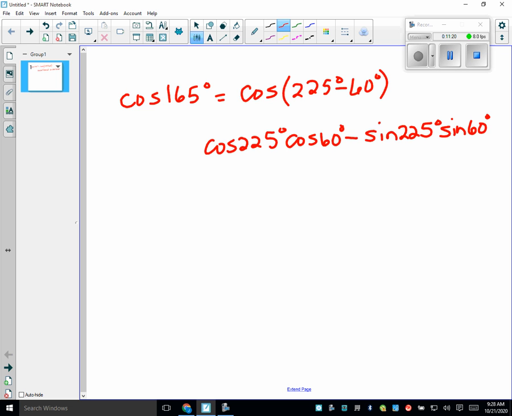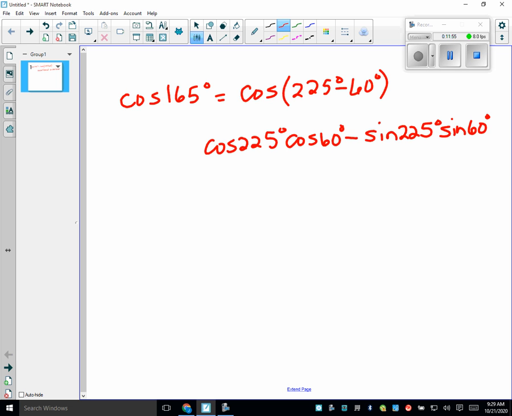You understand what I've done? Here's what you've done. Now's where the thinking comes in. What is the cosine of 225 degrees? What quadrant is it in? Three. Is it going to be positive or negative? Hold on. Is it positive or negative?